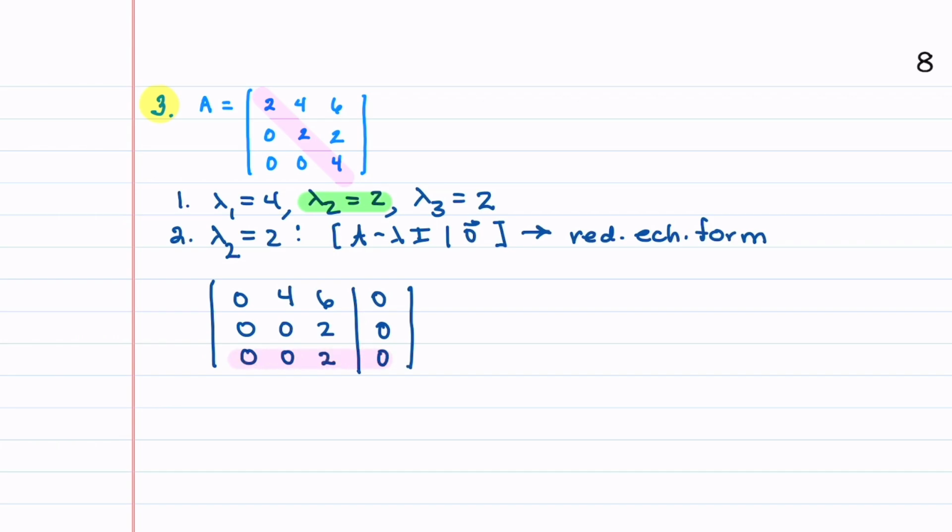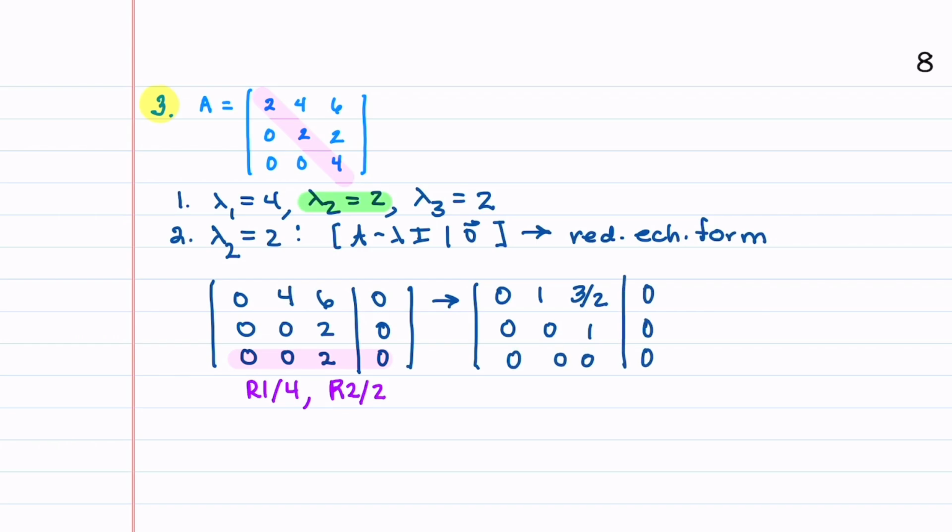We have a repeated row, so that row is going to go to 0. Let's take row 1 and divide it by 4. And then let's take row 2 and divide it by 2. So we're kind of going to do 3 things at once. This gives us a 0, 1, 3 halves, a 0, 0, 1, and a 0, 0, 0. Let's circle our pivots. Before we go on and reduce this further, let's notice that x1 is our free variable. We only have one free variable, so that's going to tell us that we're going to get one eigenvector.